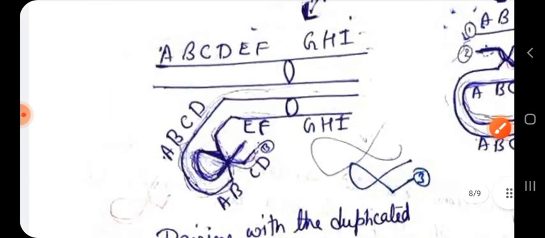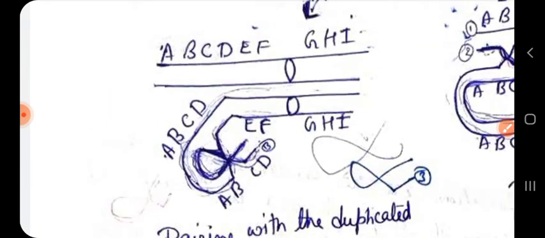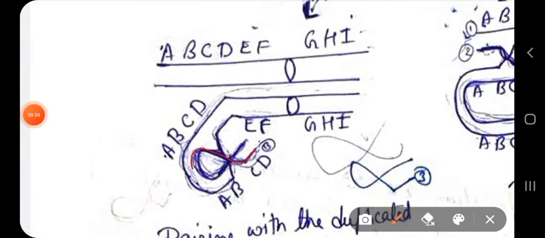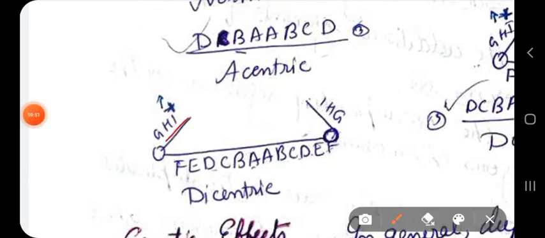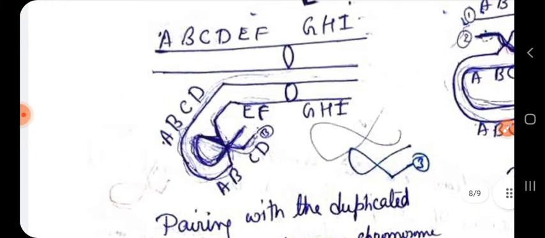Okay, see the last one now. So I have said this one is acentric. Now comes the other part. Let us see what the other part has. G H I, I H G, then comes a centromere, F E D, C B A, A B C D E, G H I. So this thing can occur. Let us see how it occurs.